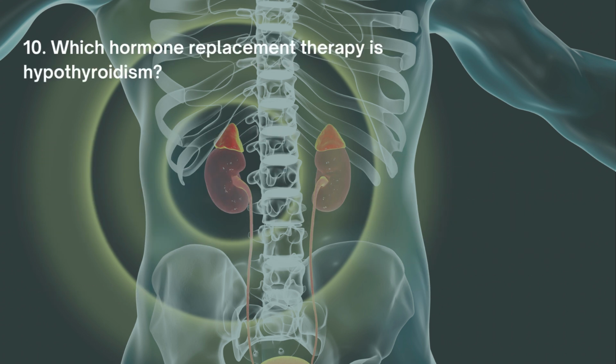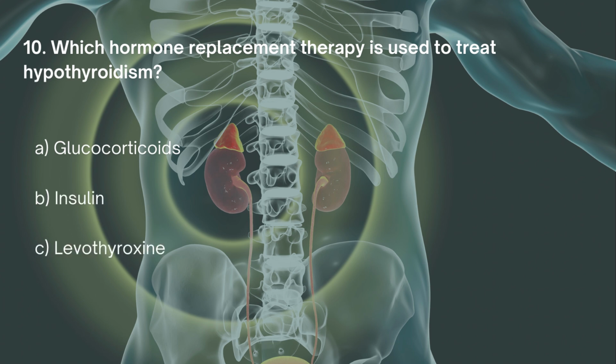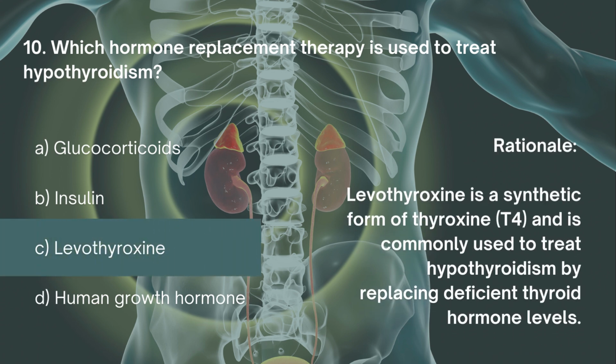10. Which hormone replacement therapy is used to treat hypothyroidism? A. Glucocorticoids. B. Insulin. C. Levothyroxine. D. Human growth hormone. Rationale: Levothyroxine is a synthetic form of thyroxine, T4, and is commonly used to treat hypothyroidism by replacing deficient thyroid hormone levels.